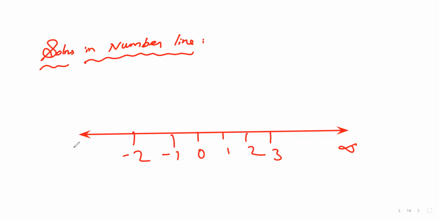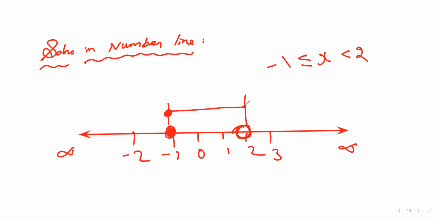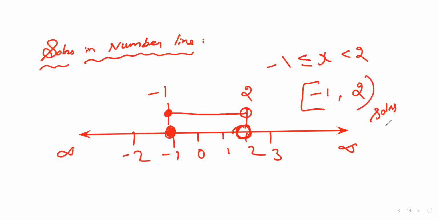Your answer lies between minus 1 and 2. Minus 1 is included, so you should shade that dot, and 2 is excluded. This is the representation. So minus 1 with a closed bracket, 2 with an open bracket. This is your solution set.